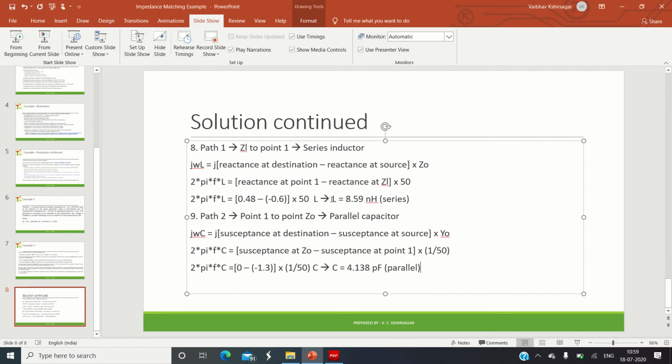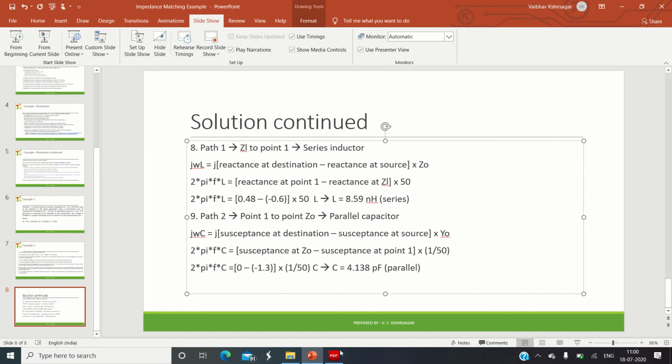Now I will highlight those values. The series value of inductor, from this calculation I have got around 8.59 nanohenry, or 8.59 into 10 raised to minus 9 henries. Similarly, the value of the parallel capacitor I have got is 4.138 picofarad, or 4.138 into 10 raised to minus 12 farad. So these are the values of the series inductor and parallel capacitor.